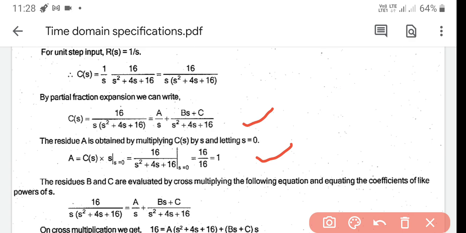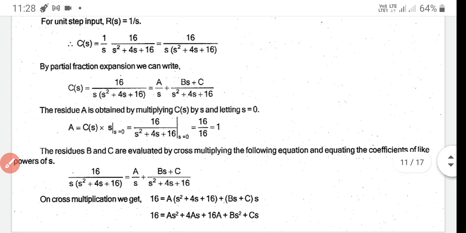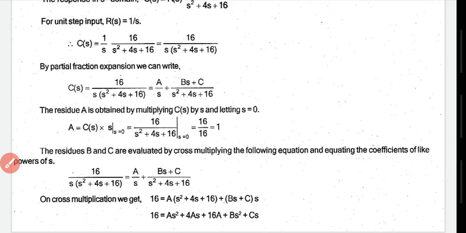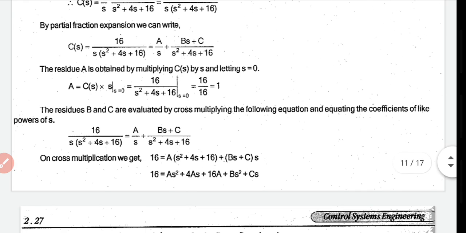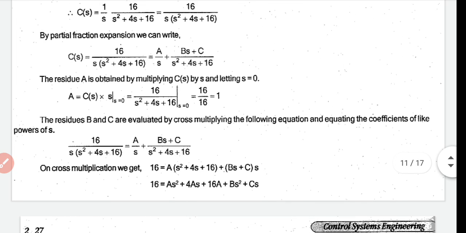Okay, substituting the C of s value and substituting the s value, we can obtain the residue value of a, that is nothing but 1. Now we have to find the residue values of b and c. How are you calculating b and c? By cross multiplying the equation and equating the coefficients of powers of s, we obtain the residue values of b and c.